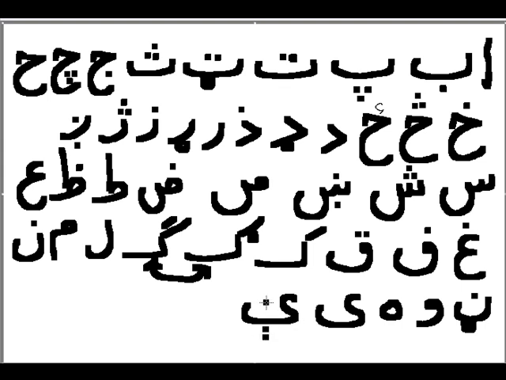Then we have the yi, which is usually used in feminine nouns and adjectives, and it's a final e. It's not used in the middle anywhere. And then we have the yi that is usually used to indicate plurality. It has a little squiggly line on top of it that goes like this. And that's the entire Pashto alphabet.